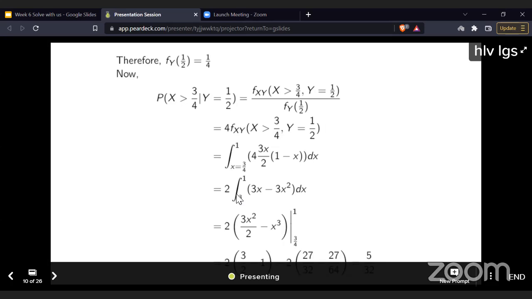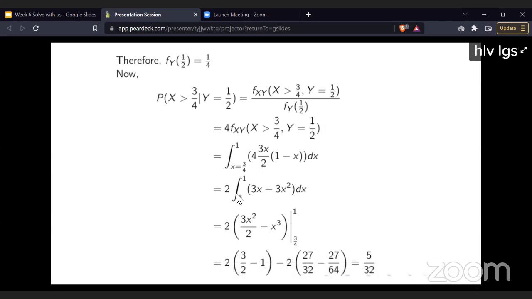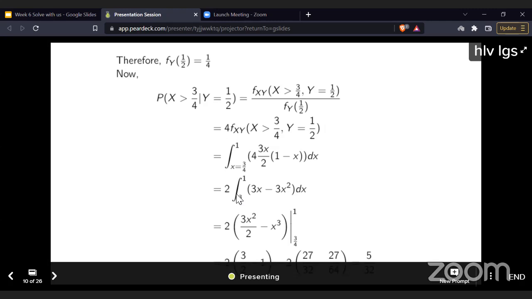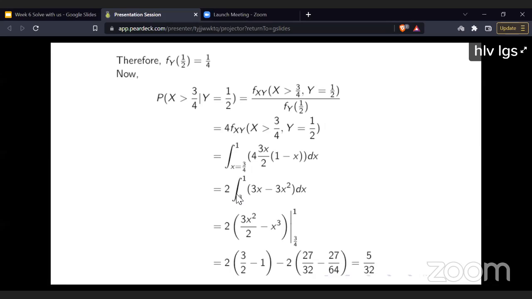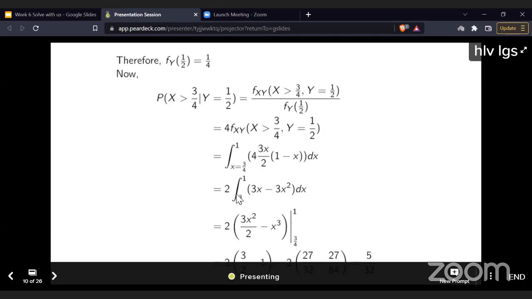Since the range of x was given to be 0 to 1, and you have to calculate the probability that x is greater than 3 by 4, the limit of integration of x will vary from 3 by 4 to 1. Ma'am, how is it 3 by 4 to 1? Because x is greater than 3 by 4. This is what we have to find.